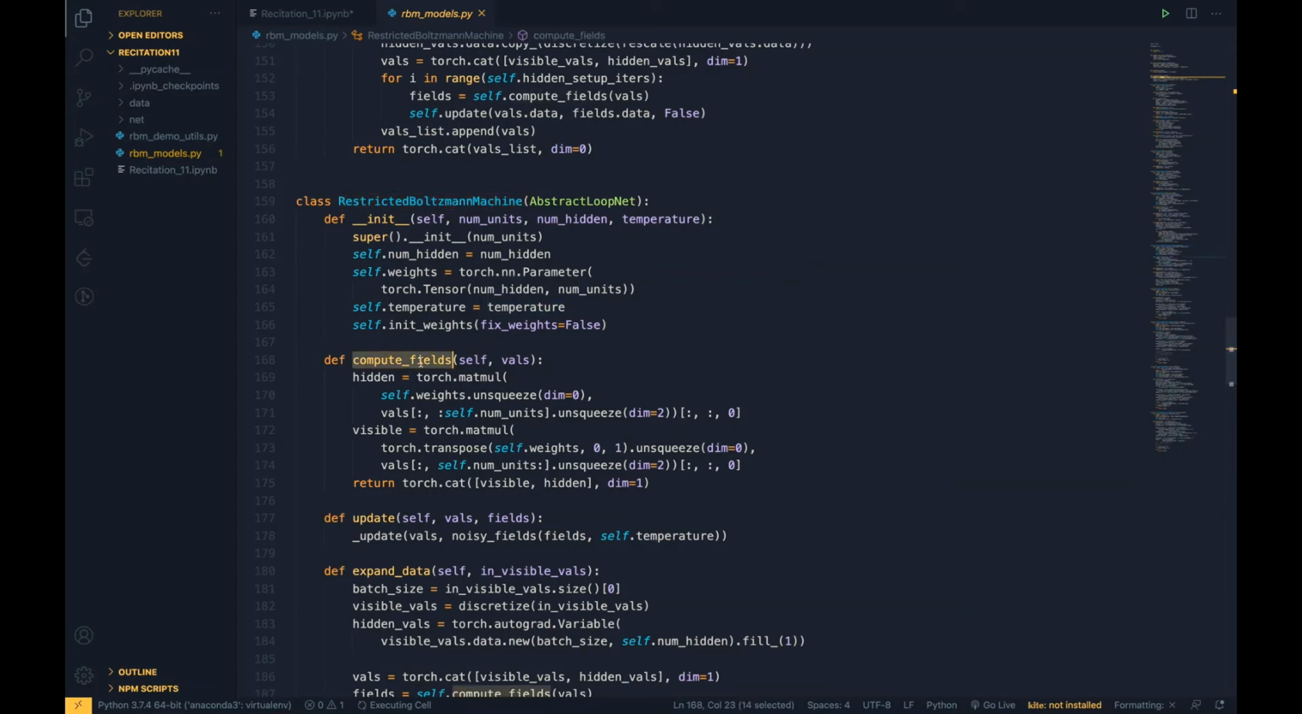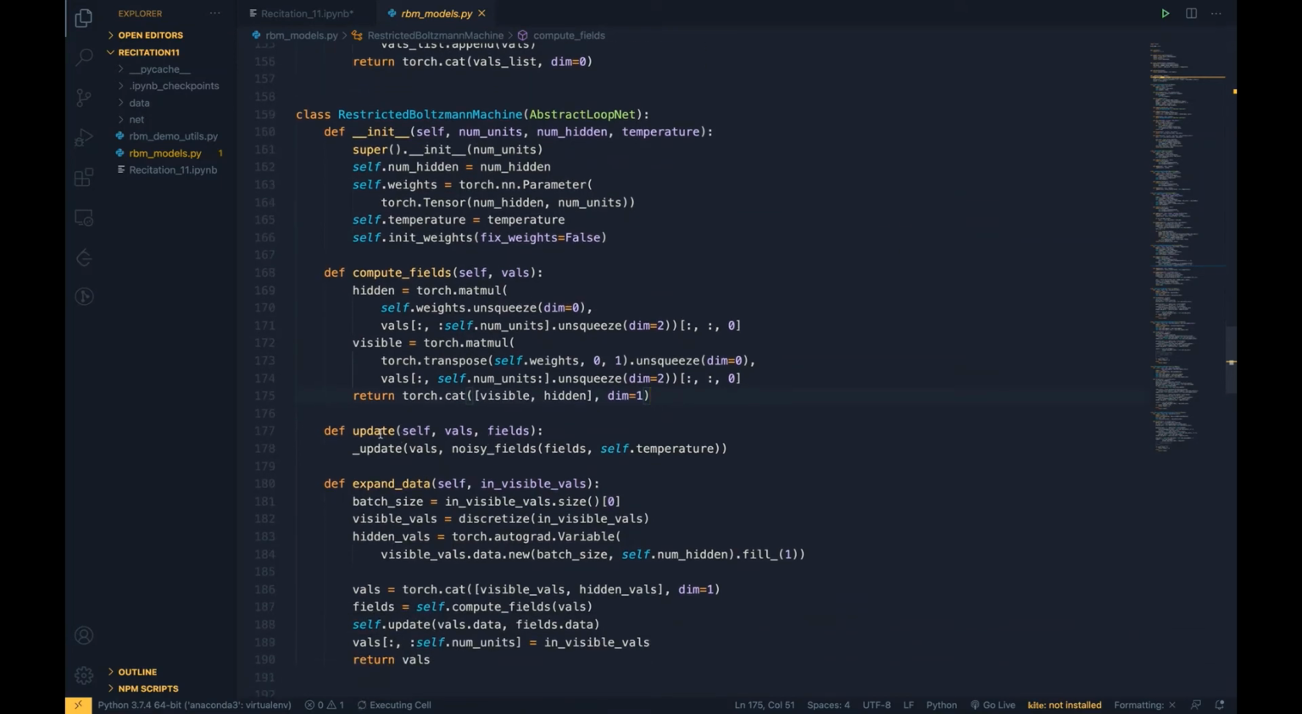So the compute fields are a little bit different because the hidden units cannot talk to each other and visible units cannot talk to each other, so they have to be computed independently, and then we concat them together. So that's compute fields. And the update function is quite the same. We call the update function with the values and the noisy fields.